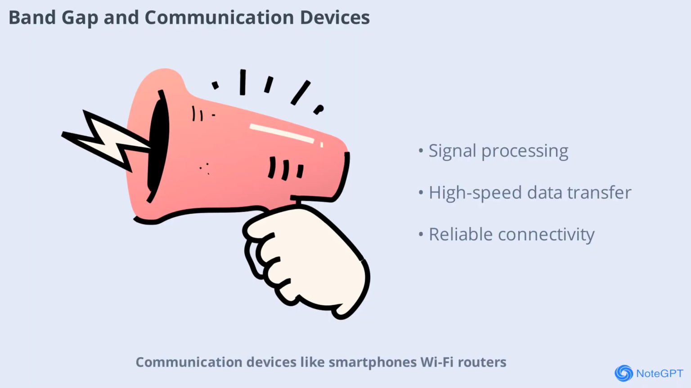Communication devices like smartphones, Wi-Fi routers, and fiber optic systems rely on semiconductors with specific band gaps for signal processing and transmission. Materials with the right band gap enable high-speed data transfer, efficient signal amplification, and reliable connectivity, forming the backbone of modern communication networks.